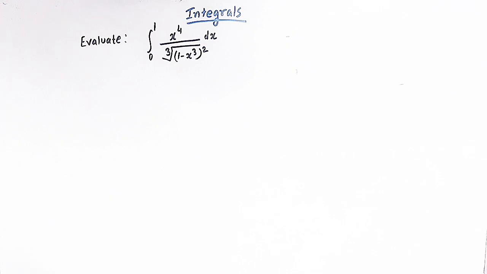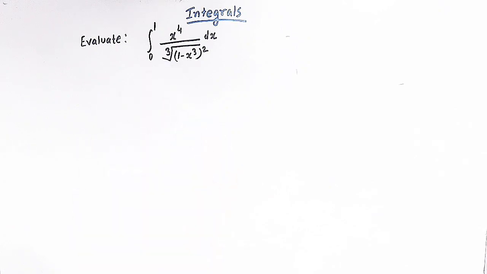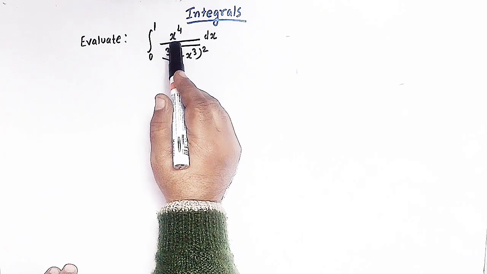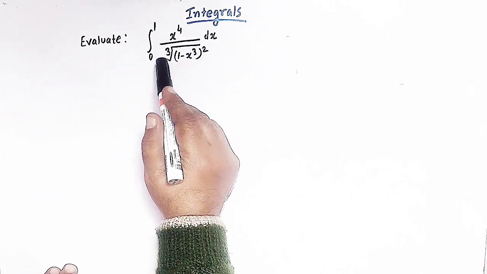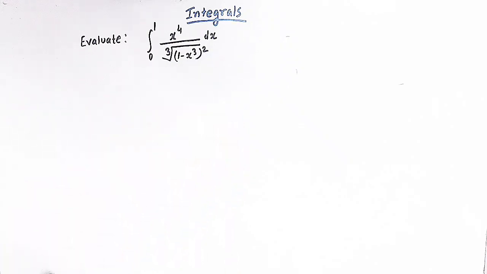Hello viewers, in today's session we are going to discuss another important problem from beta and gamma functions, and here once again we are going to apply the concepts of beta and gamma functions to evaluate this integral. So here we have to evaluate this integral from 0 to 1, and we have x raised to 4 divided by the cube root of 1 minus x cube square, right?